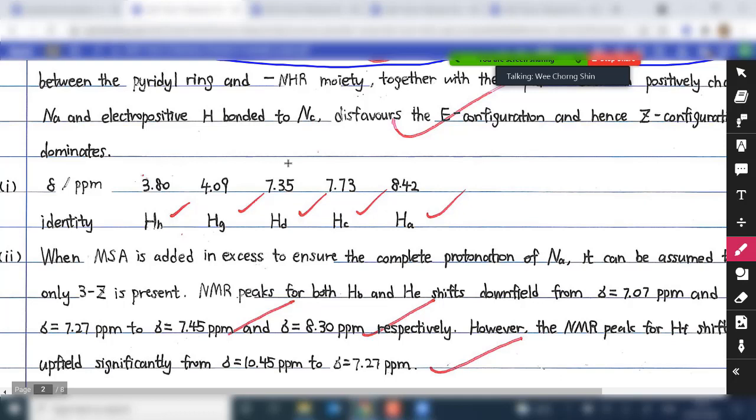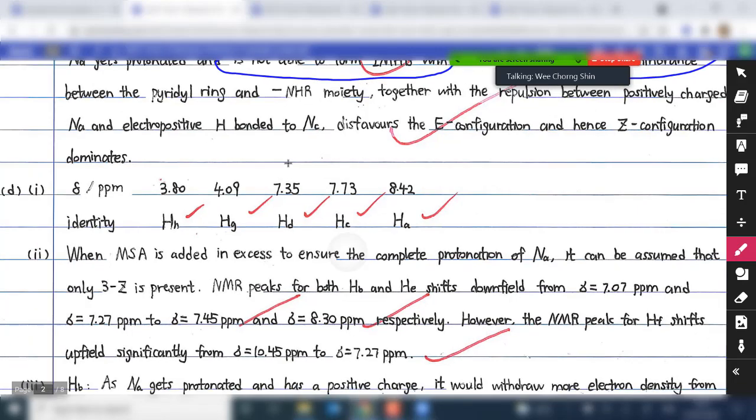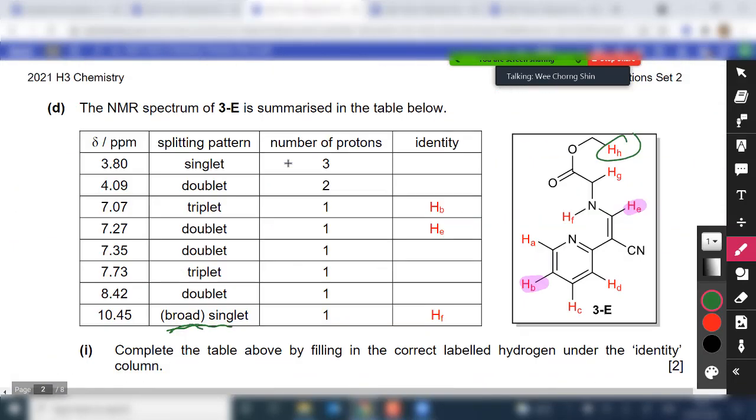Okay. I'm going to come back to this. Yes, I think this is fine because it's the singlet. Okay. Then of course for Hg, being next to a carbonyl group and the N wouldn't be too difficult. And of course 2 protons. I think the integration ratio also helps.